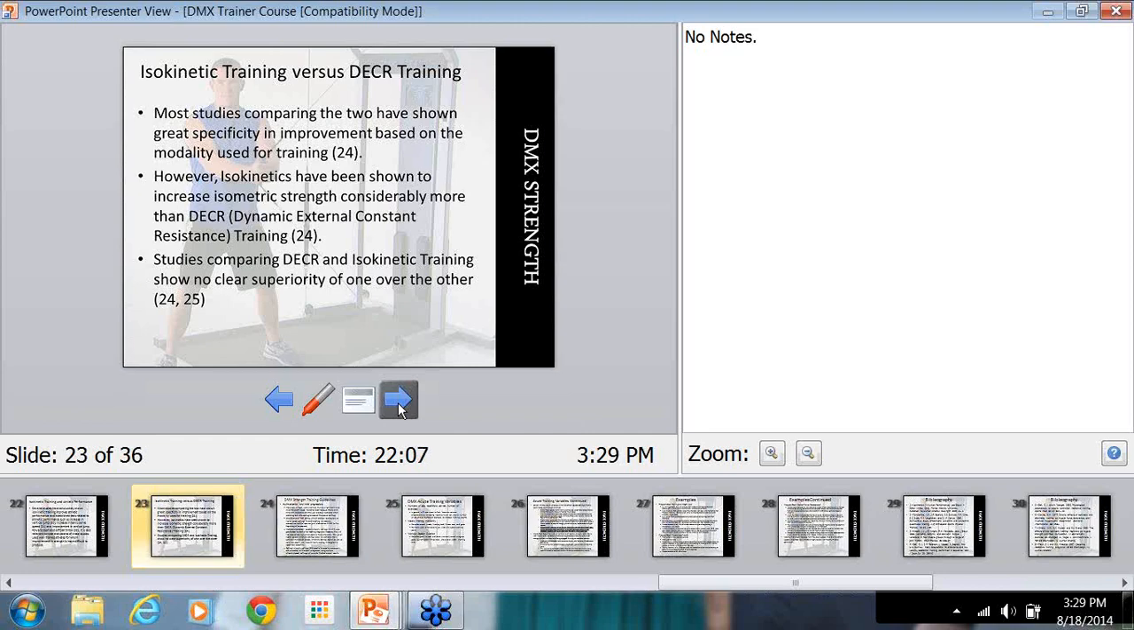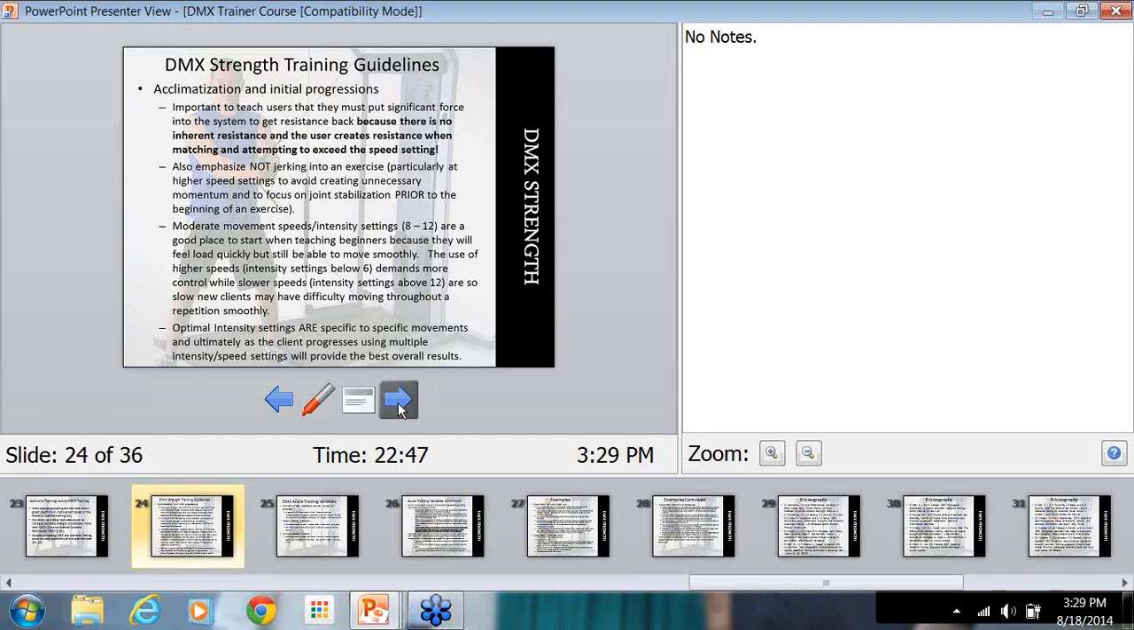However, isokinetics have been shown to increase isometric strength considerably more than dynamic external constant resistance training or free weight training, which is very interesting. So it's not completely specific. When we use a third-party surrogate to measure strength increases, isokinetic training actually outperforms free weight training, and this is definitely surprising. It was a surprise to me anyway. So the studies comparing this dynamic external constant resistance or free weight type training and isokinetic training have shown no clear superiority of one over the other. So free weights are not, for example, superior to isokinetics, or vice versa for that matter.